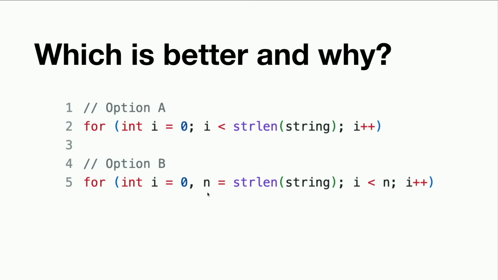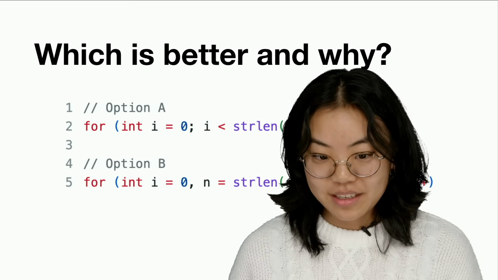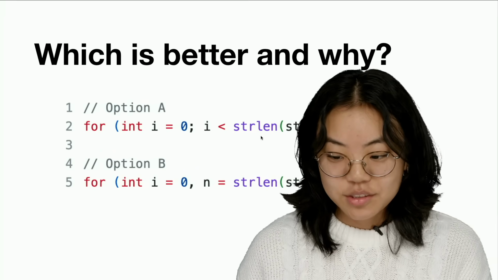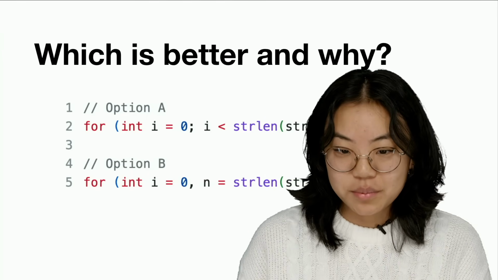Option B, we're declaring this length of the string, some string, as n, and then the conditional check is I is less than n. And so we would prefer option B in this scenario because we don't have to perform this string length computation every time we run this loop.